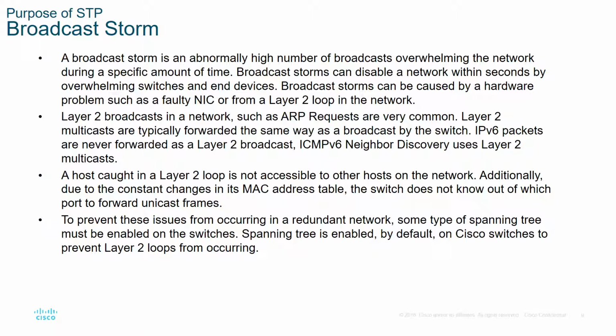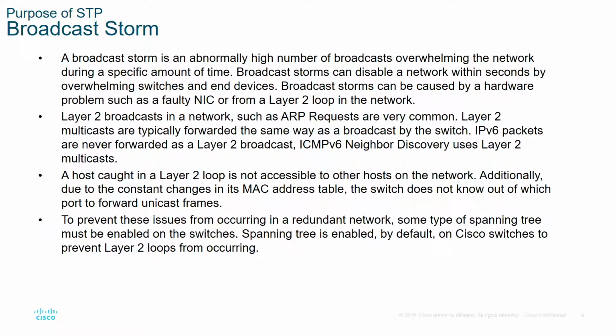Layer 2 multicasts are typically forwarded the same way as a broadcast by the switch. IPv6 packets are never forwarded as Layer 2 broadcast. ICMPv6 neighbor discovery uses Layer 2 multicasts. A host caught in a Layer 2 loop is not accessible to other hosts on the network.